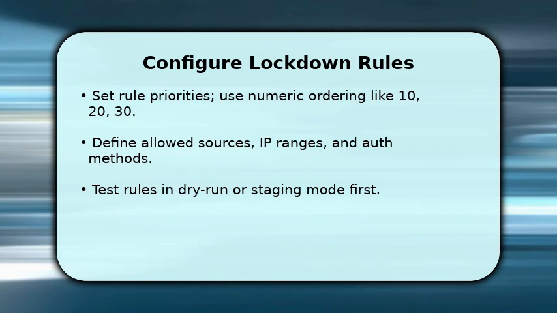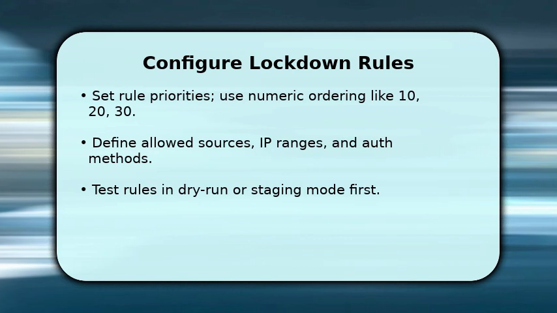Then use the plugin's dry run or staging mode to simulate traffic. This prevents accidental lockouts. Make adjustments based on logs and include descriptive names so you can audit why each rule exists.